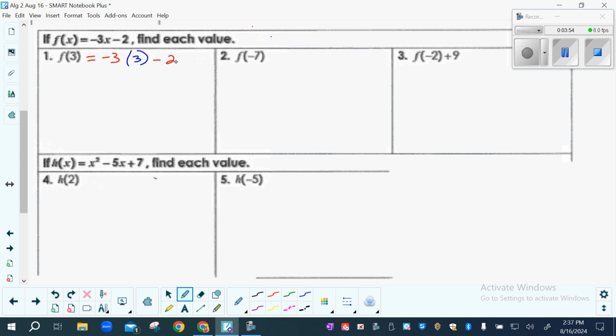You ever seen that before? Yes, okay. So now what do we do first to simplify this? The multiplication or the subtraction? Multiplication. So this gives us negative 9 minus 2, which is negative 11. So you can think of this as addition of the opposite. So f of 3 is negative 11. So I want you to do number 2 on your own.